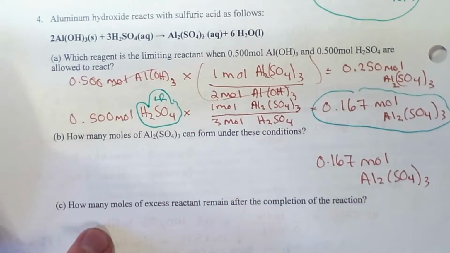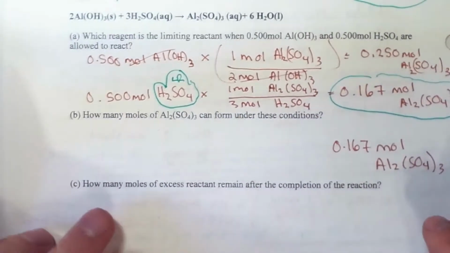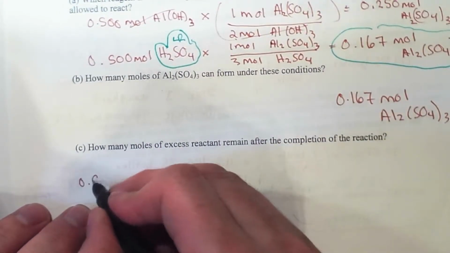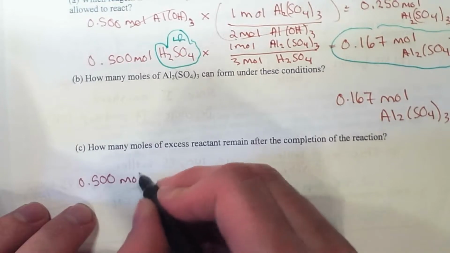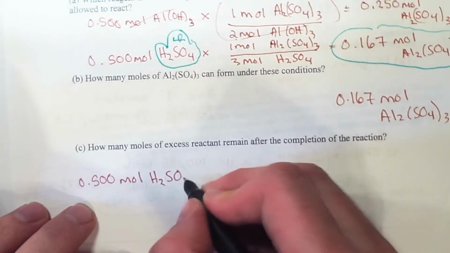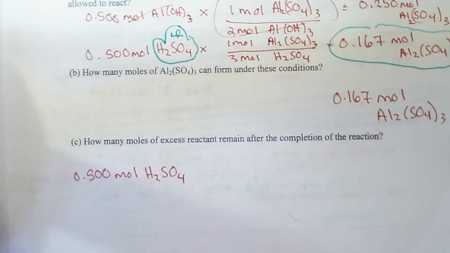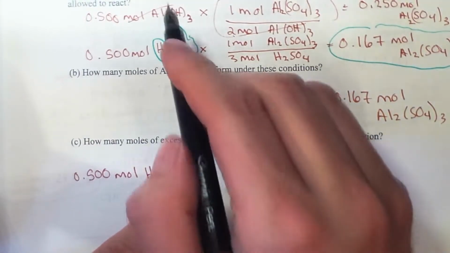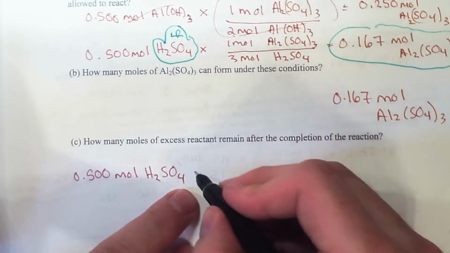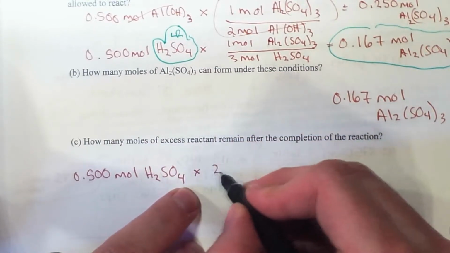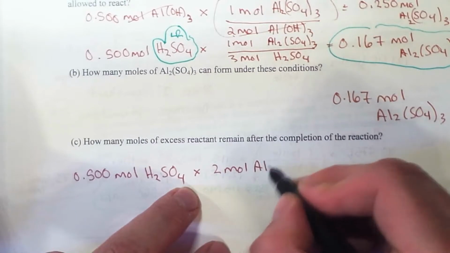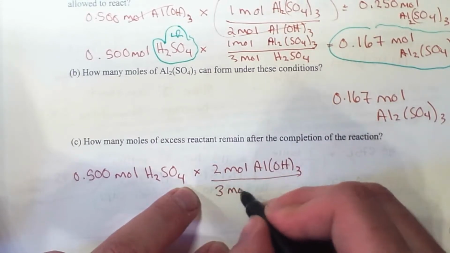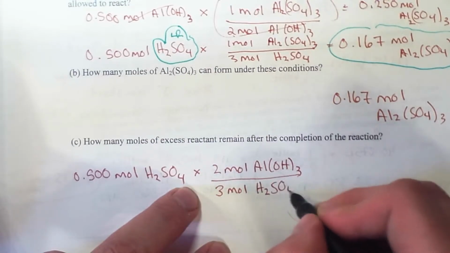And how many moles of excess reactant remain at the completion of the reaction? So we use our limiting reactant. Once you determine what the limiting reactant is, it's going to control everything for the rest of your reaction. My excess reactant would be the aluminum hydroxide. So 2 moles Al(OH)3 for every 3 moles of sulfuric acid.